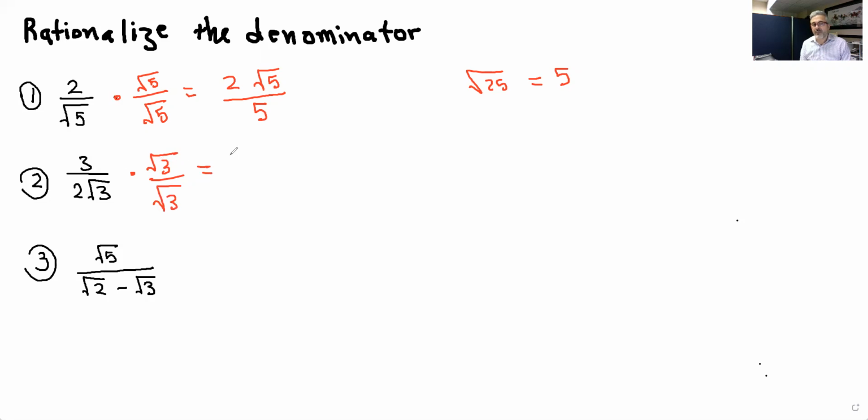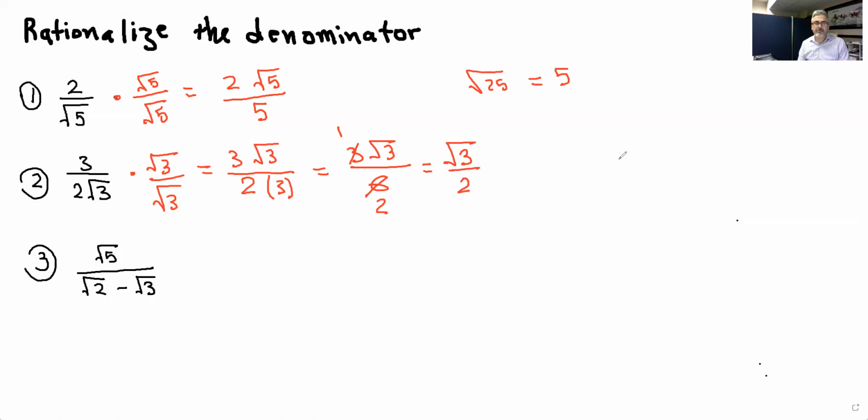3 times square root of 3, just 3 square root of 3. That's what you get. The bottom, 2, there's a 1 here. 2 times 1 is 2. And root 3 times root 3 is simply 3. And you put that in brackets like that. And therefore, you end up with 3 root 3 over 6. Now reduce. The 3 goes into itself once, goes into 6 twice. And then you have root 3 over 2 as your final answer.